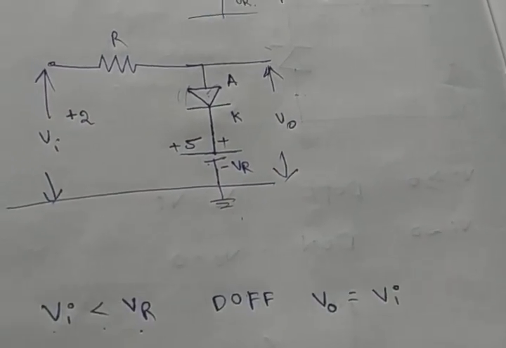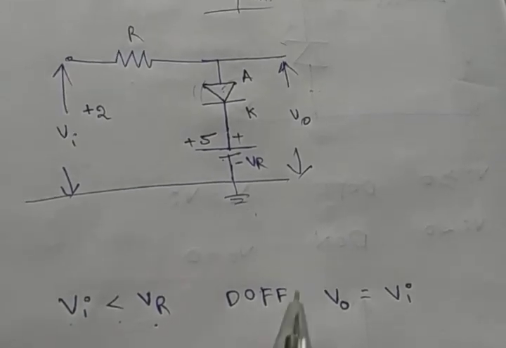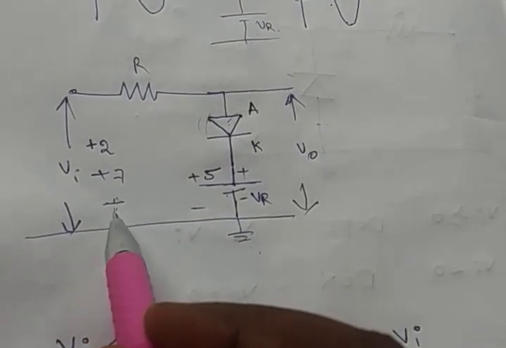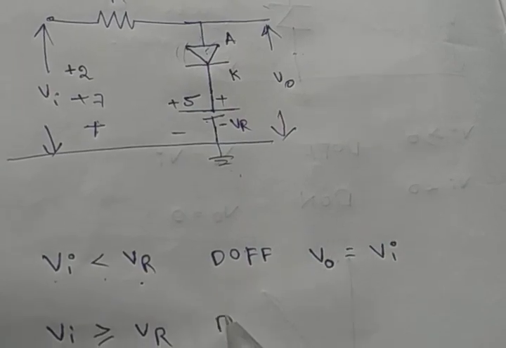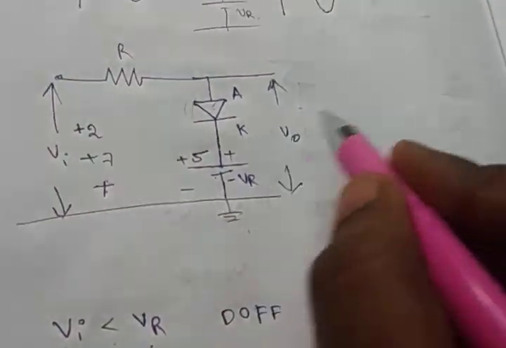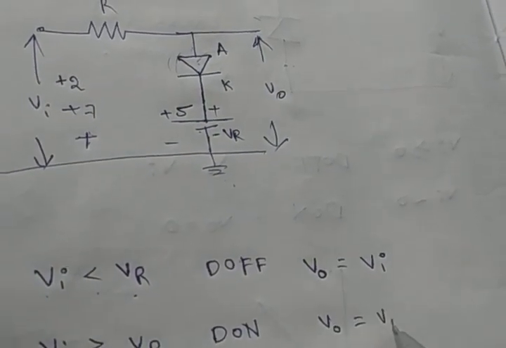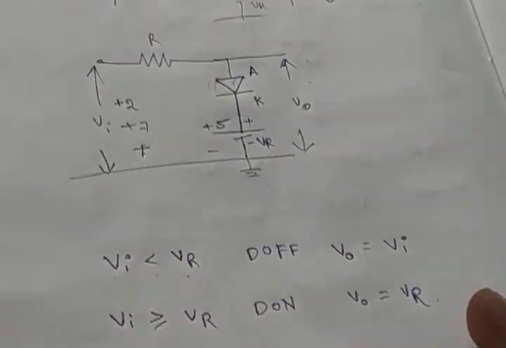So whatever input we supply, that will be presented at the output. If Vi is greater than or equal to VR, so it is +7 now, this will be positive and this is the negative state now. So positive is connected to the anode, no? So the diode will be on. This is a shunt line. So across this shunt line we get an output of VR. So this is the operation of this circuit.